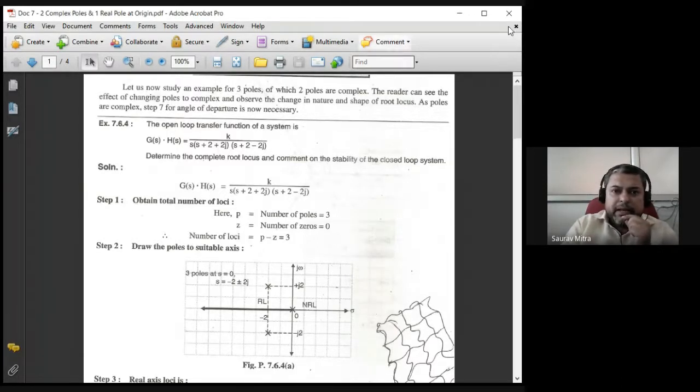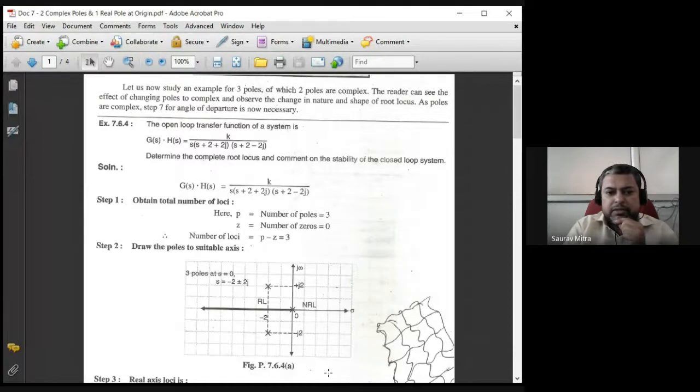The rule you can apply is just to check the right side of any point. If the right side of any point has a total number of poles and zeros that is odd, then that is a root locus. So just check this point 1.